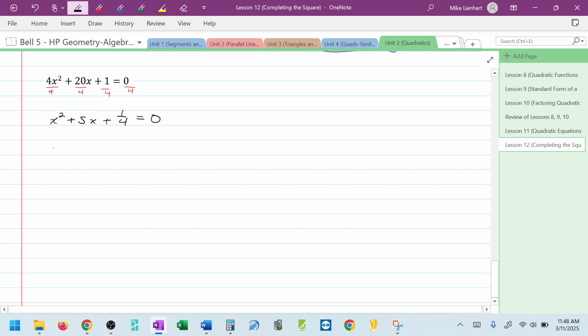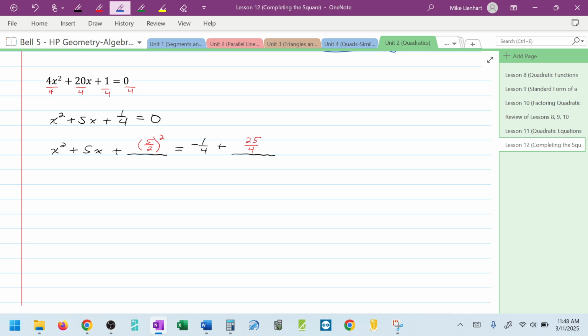I need to now get it set up to complete the square. x squared plus 5x plus blank equals negative 1/4 plus blank. I move that c to the other side. I'm going to take b divided by 2, so 5 over 2 squared. That would give me 25 over 4. I'm going to rewrite the left side as x plus 5 over 2 squared. I'm going to rewrite the right side as 24 over 4.